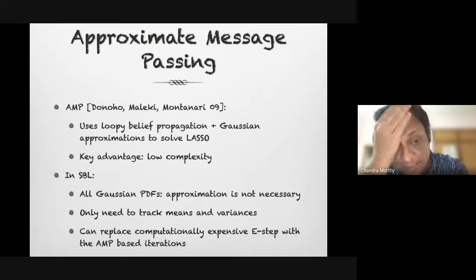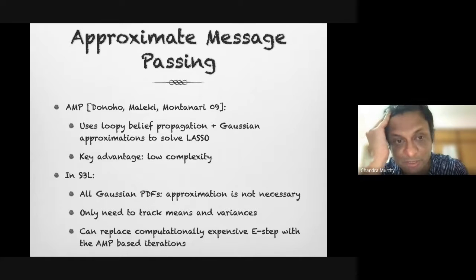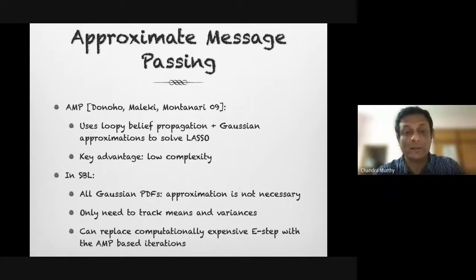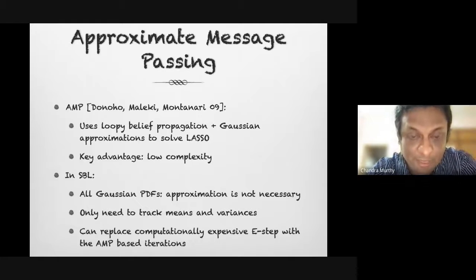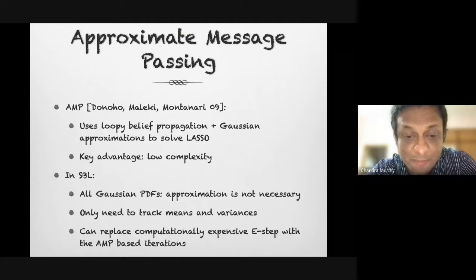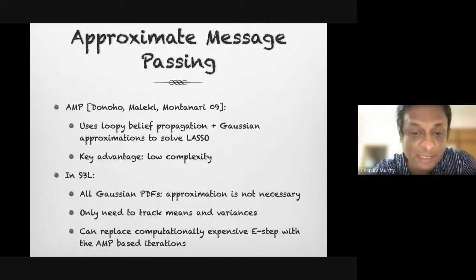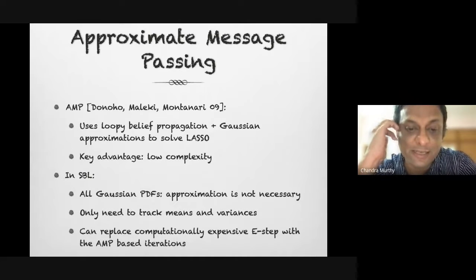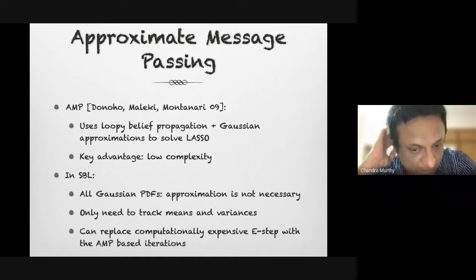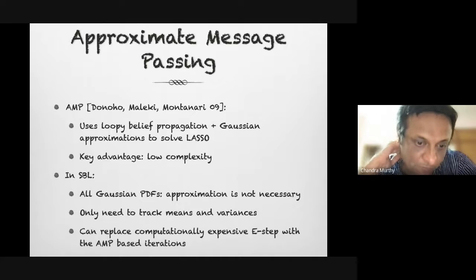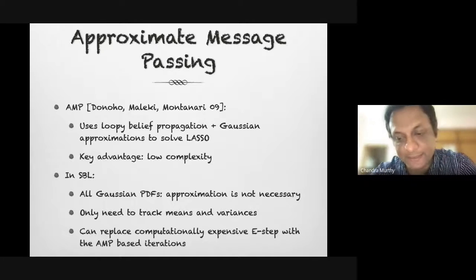In particular, in the case of SBL, all PDFs are actually Gaussian. So there is no approximation happening here. It just does loopy belief propagation. And further, because the PDFs are all Gaussians, in the message passing step, you only need to exchange the means and variances, and that's what needs to be tracked through these iterations. And this allows you to replace the computationally expensive E step with the AMP-based iterations.